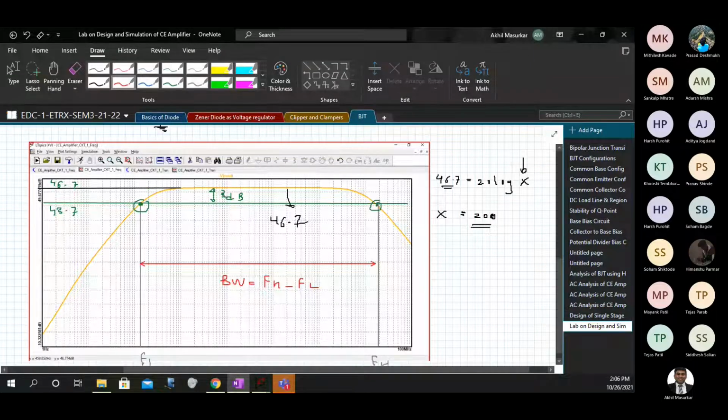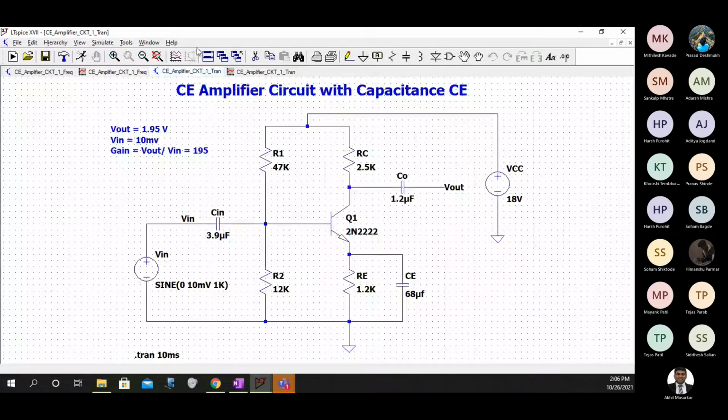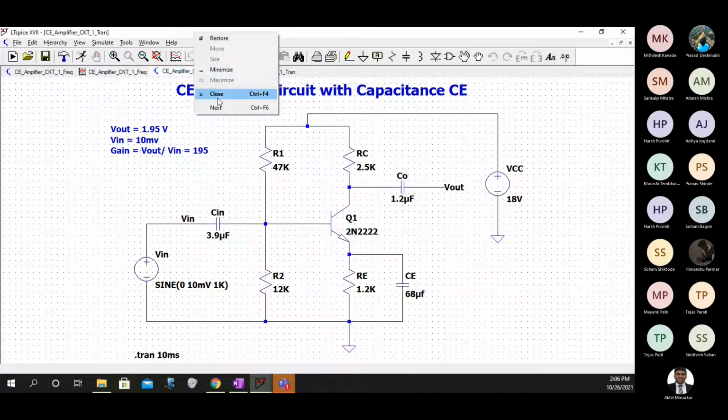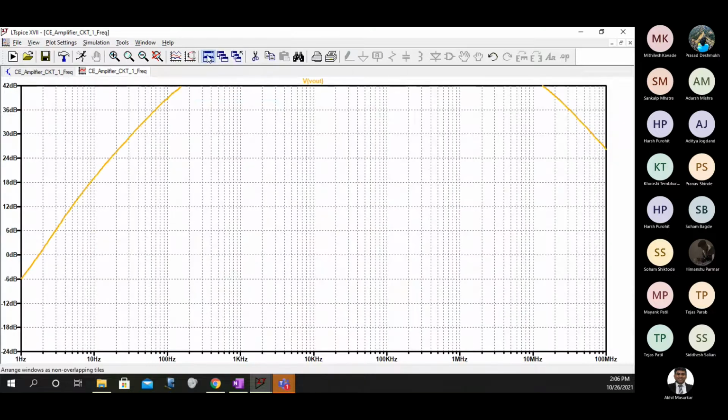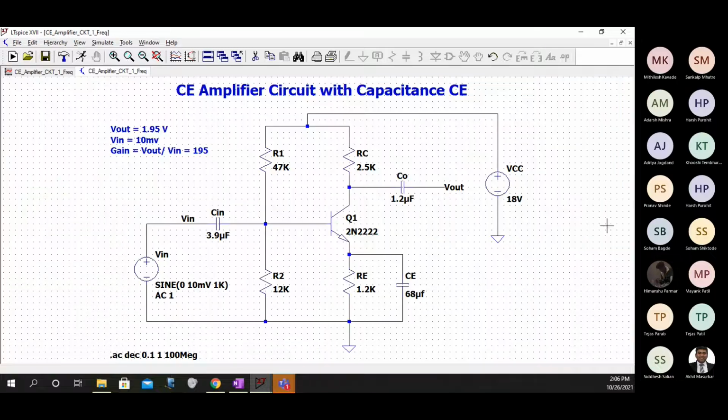Okay, and to see it from the graph, this 3 dB exactly below the maximum is very difficult to see that way. So what we can do is write a straightaway command. I'm just closing this transient circuit. So we can straightaway write a small command and get the values of gain.